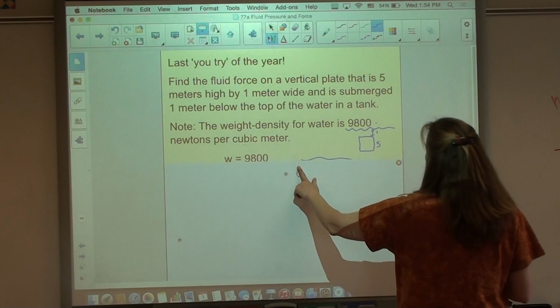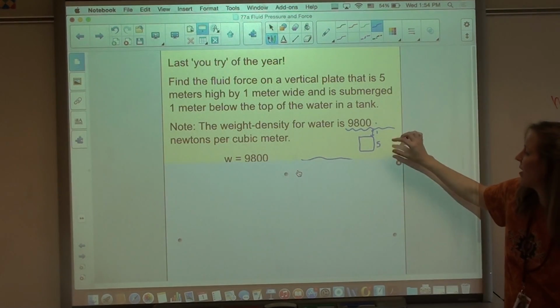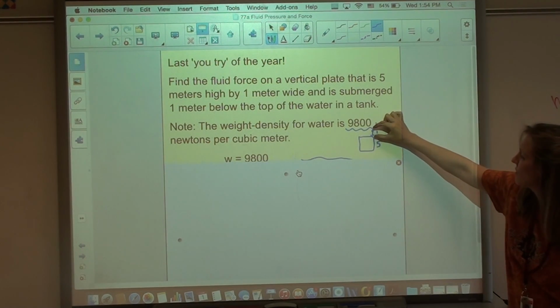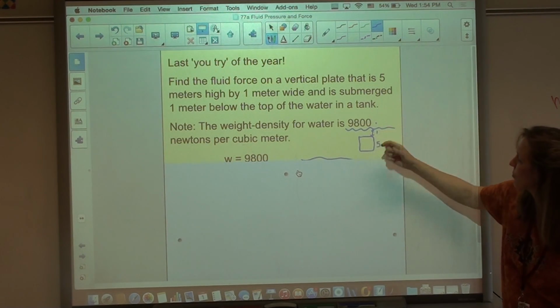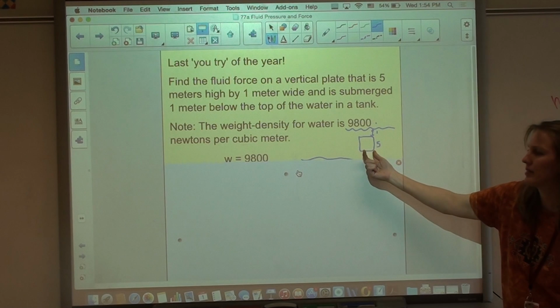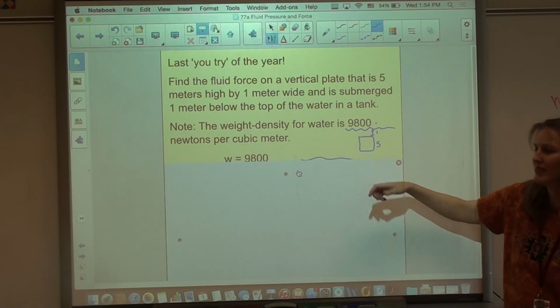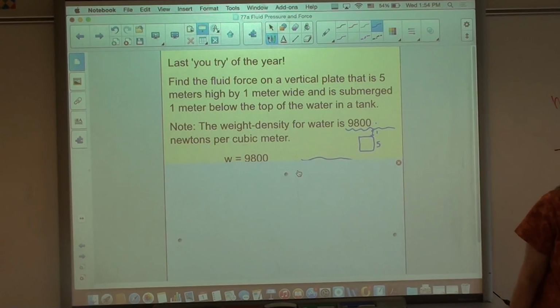So here's what we have. Here's the water. You go down 1 meter to the top of this vertical plate, and then here's your plate. It's a 5 by 1 plate. So you do 6 minus what? Okay, everyone take a minute, see if you can find the force on this plate. At the bottom, it's from 0 to 5.